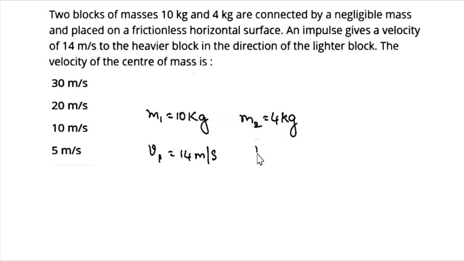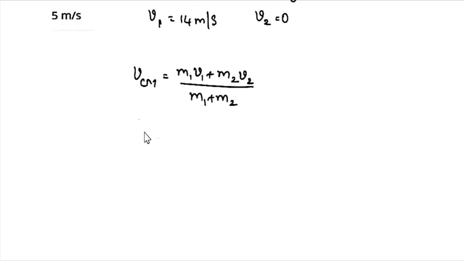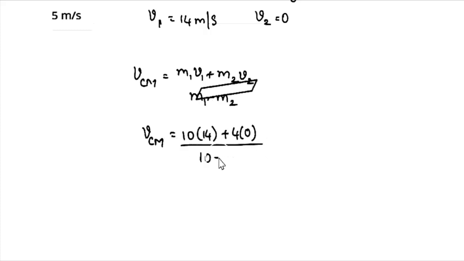So this lighter block is at the rest position. So the velocity will be 0. Now we have to find out the velocity of the center of mass. So V center of mass will be equal to m1 v1 plus m2 v2 divided by m1 plus m2. Let's substitute all the values in this. So velocity of the center of mass will be equal to m1, that is 10, v1 is 14, plus 4 into 0, divided by m1 plus m2, that is 10 plus 4.